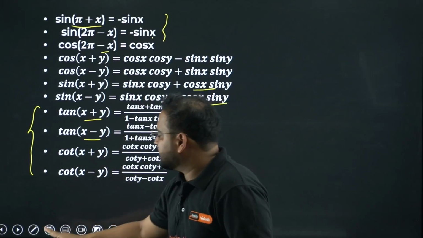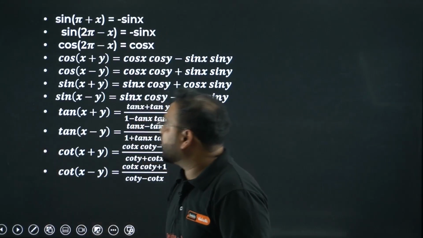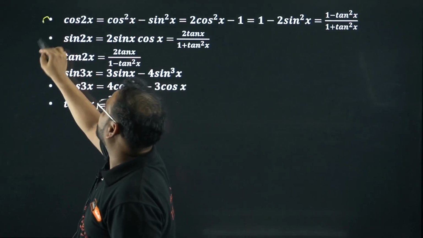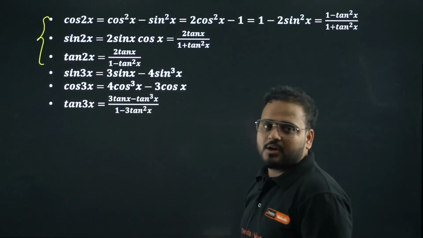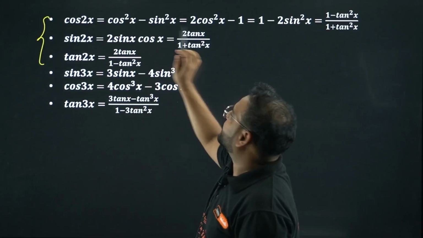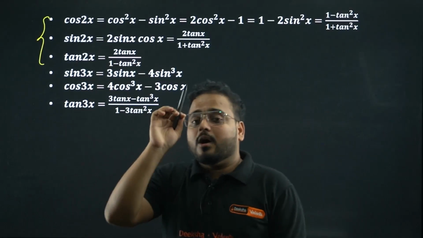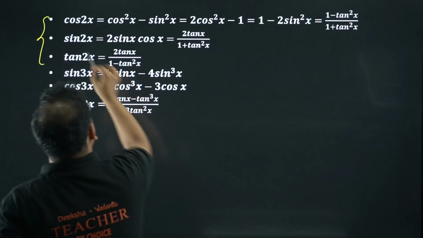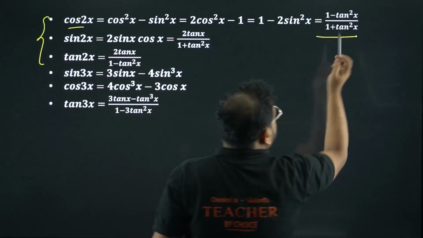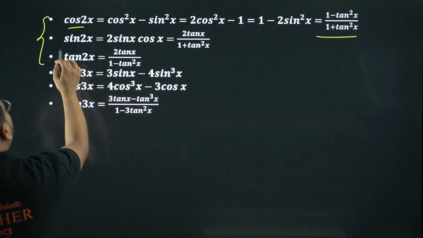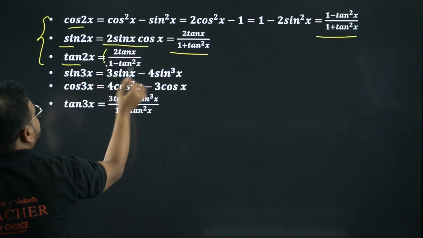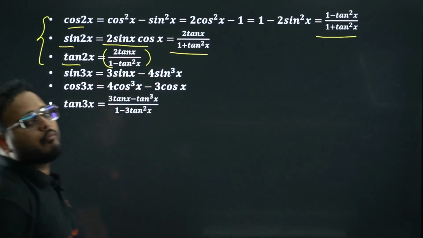I'll just erase some extra markings that I've done. Okay, moving on. We have the same thing. These are again very, very, very important formulas. The first three: cos 2x is cos square x minus sin square x, 2 cos square x minus 1, and 1 minus 2 sin square x is also there. We have cos 2x in terms of tan also like this. Same way, sin 2x is 2 sin x cos x, also in terms of tan. Tan 2x like this, please check, 2 tan x upon 1 minus tan square x.